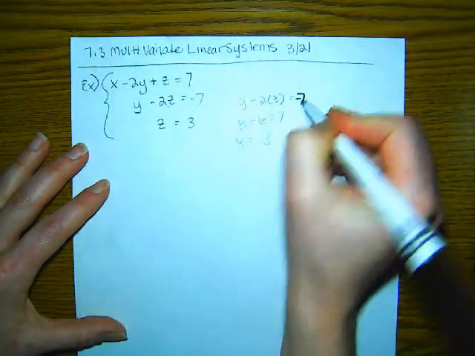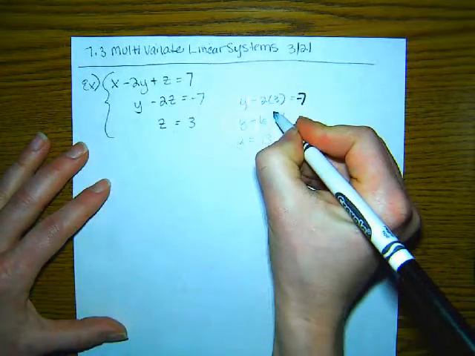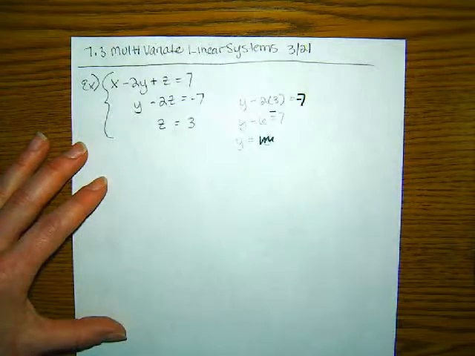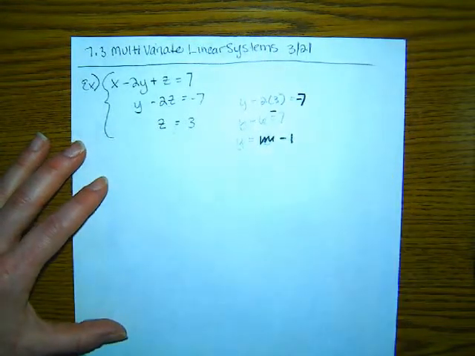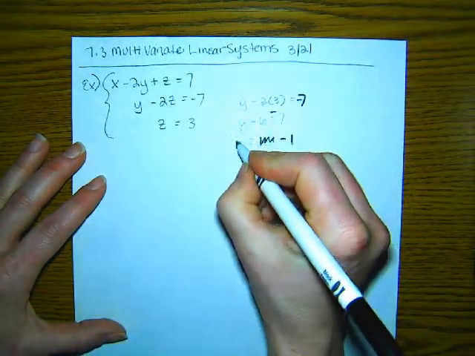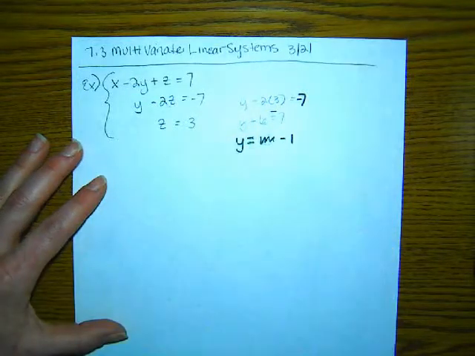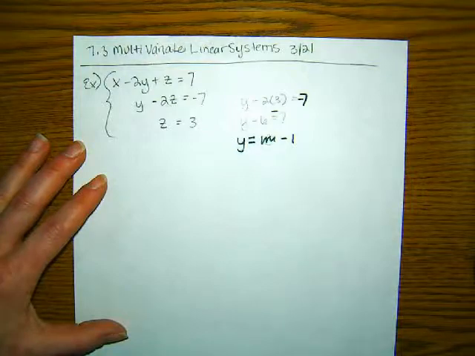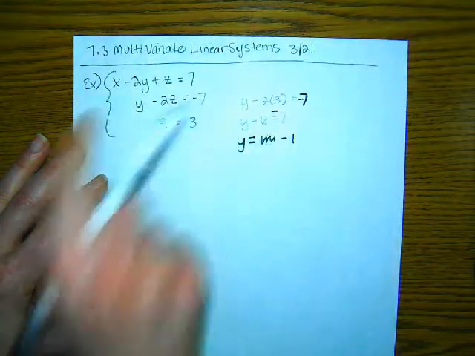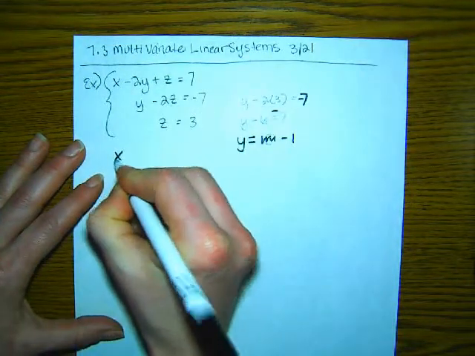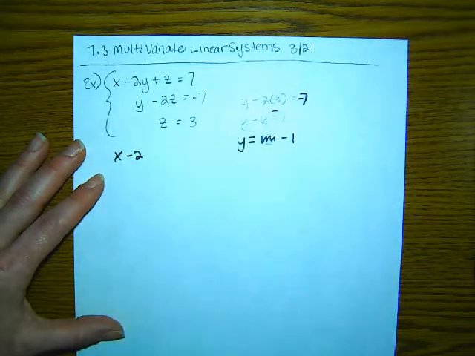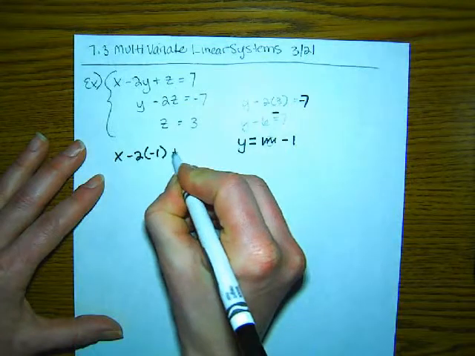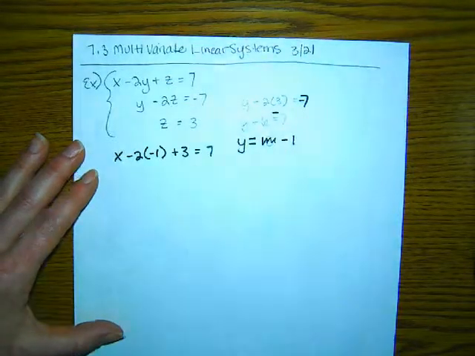All right. So what would that change my answer to? Yep. All right, so now I know X and Y. Can you see that better now? Okay. Now I know our Z and Y. What could I now go do? Plug it back up here. So now I had X minus 2 times negative 1 plus 3 equals 7. Okay, can you find X for me?